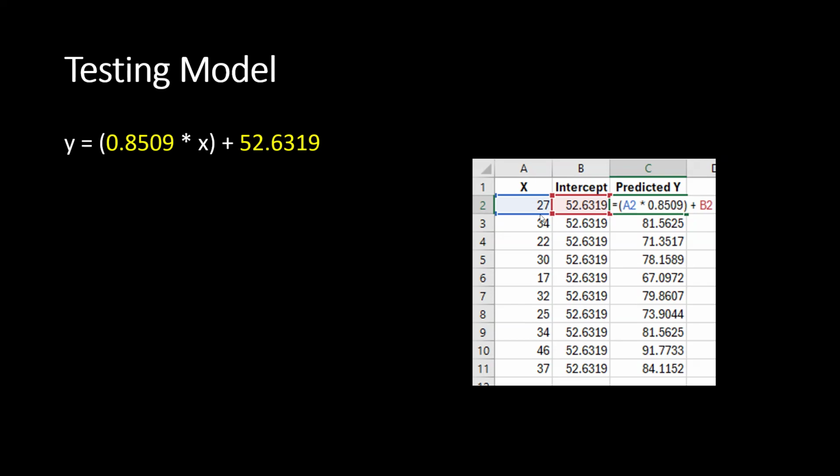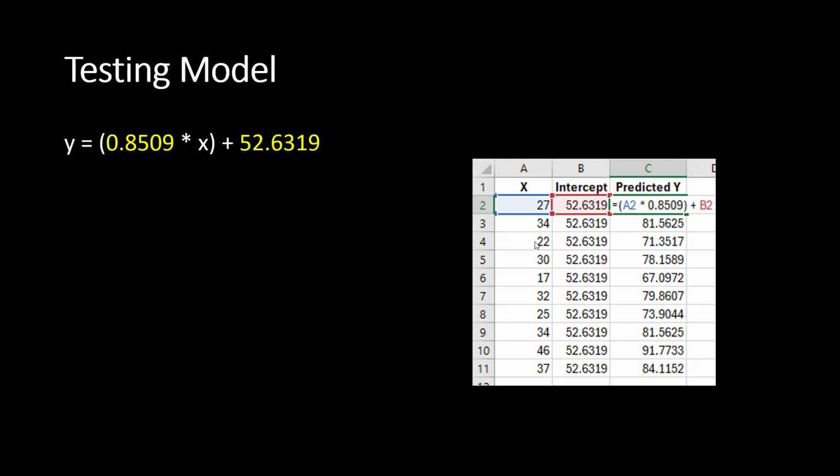In this instance, if we have an x observation of 34, we will multiply 34 times 0.8509, and then we would add the value of 52.6319, and that would give us the predicted value of y. Last one, 22, we would multiply that by 0.8509.